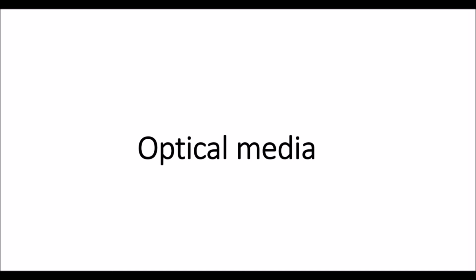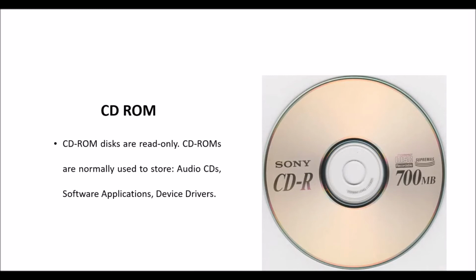Take note. Now, let's talk about optical media. When we say something optical, what does that mean? So we are talking of CDs. The first one here is CD-ROM. CD-ROMs are read only. As you can see here, CD-R. R stands for read only, and read only means you can only copy data to it one time.